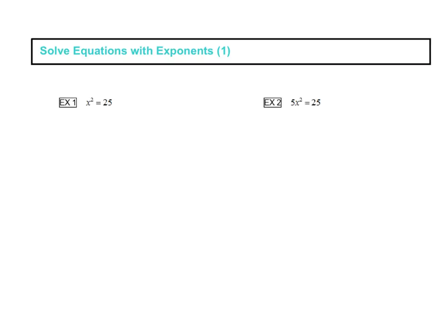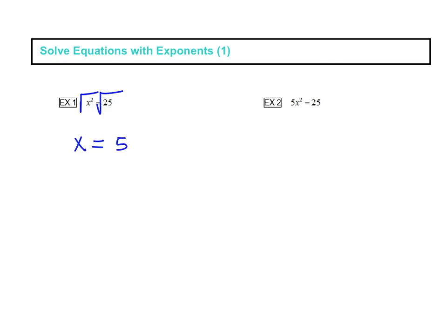Well, what's the opposite of squaring something? Square rooting something. So we take the square root of both sides, so x is equal to, and then the square root of 25 is 5. But here's where it gets a little bit tricky.